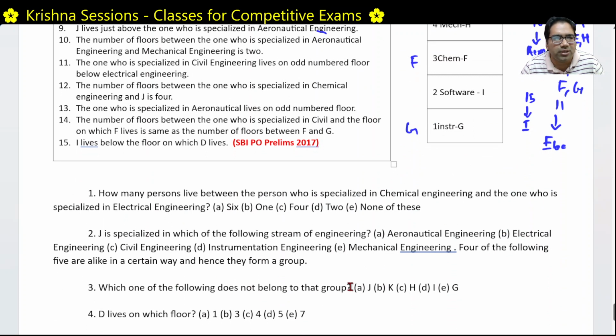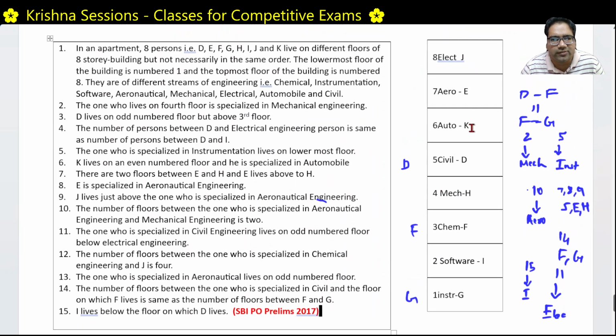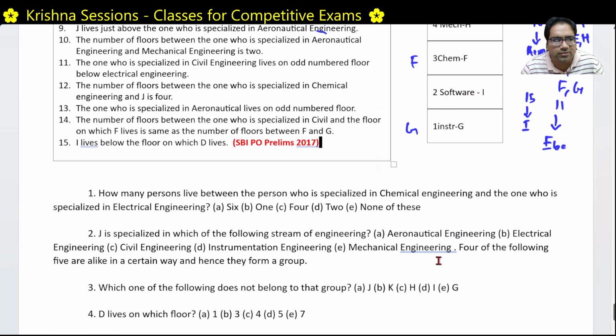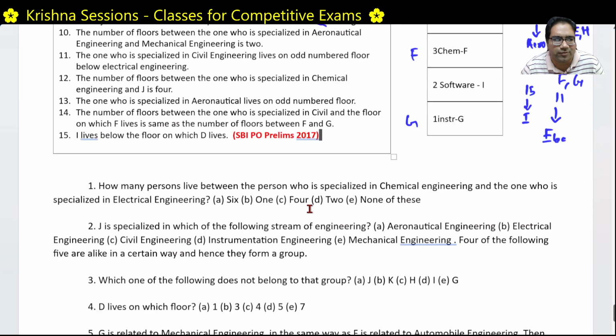Which of the following does not belong to that group? J, K, H, I, G. J is even number, K is even number, H is even number, I is even number, G is odd number, right? So G is the correct answer. Does not belong to the group. D lives in which floor? D lives in fifth floor.